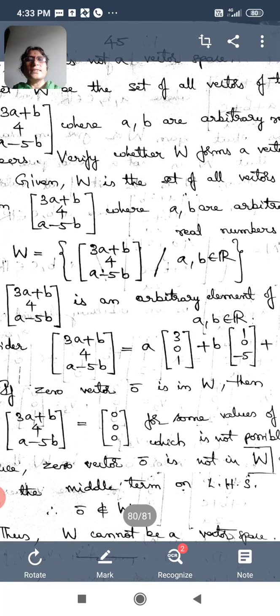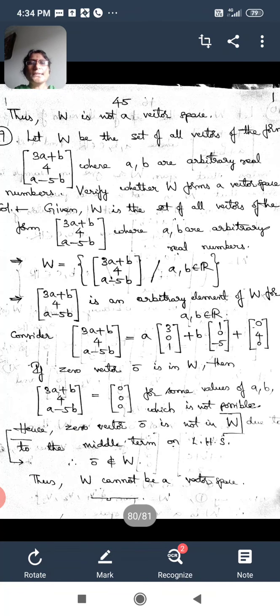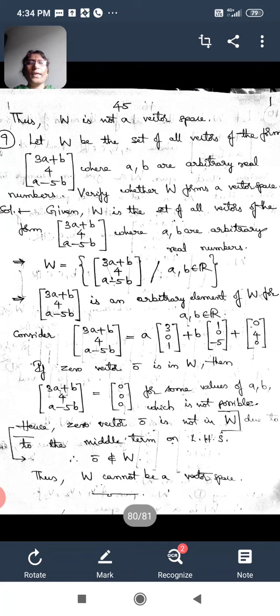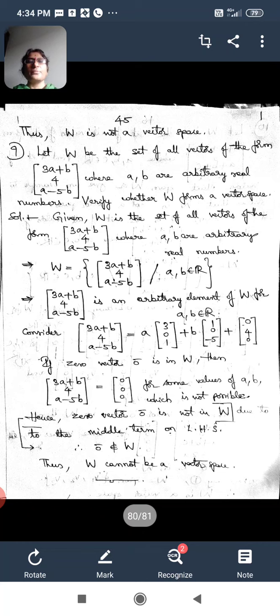Now, taking this information, we can form the set W in set builder form and write it in notational form as W is equal to the set consisting of the column vectors 3a plus b, 4a minus 5b such that a, b belongs to capital R. A, b are real numbers. That means if W is defined so, we can say that 3a plus b, 4a minus 5b is an arbitrary element of W for a, b belongs to R.